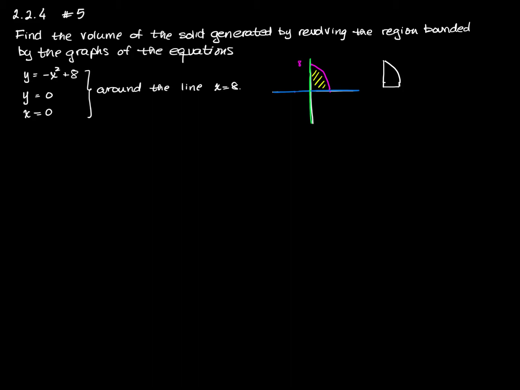And I have to notice here that I'm rotating around the line x equals 8, which is somewhere over here, right? So I'm going to be rotating it around that line there. So my solid, when I'm done with it, is probably going to look something like this. Now this is not to scale, but that doesn't matter. I'm just trying to get a feel for what the thing is going to look like. When I've rotated this around this vertical line here, I'm going to end up with something that looks kind of like this.